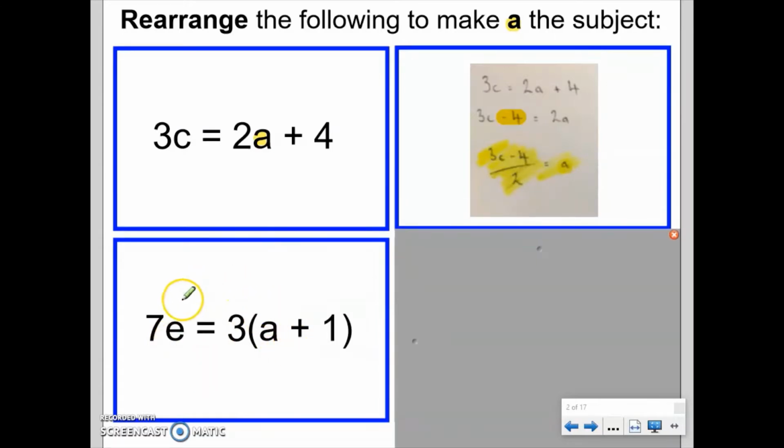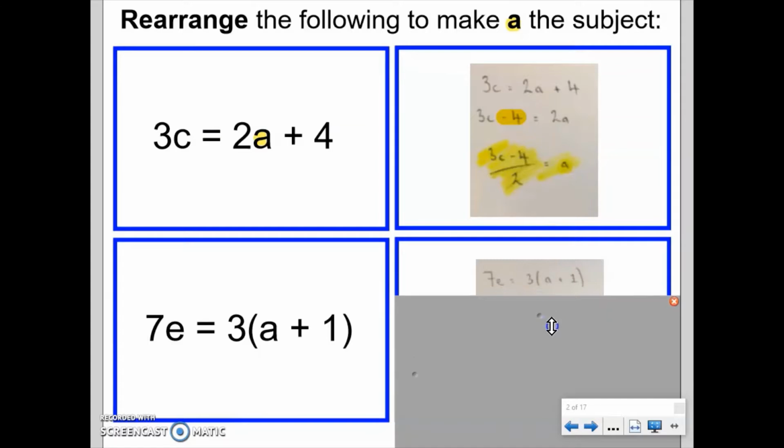Here's a slightly different rearrangement. So this is going to need a little bit more manipulation. I'm trying to make A the subject. First thing I'm going to do is expand the brackets here. 3 multiplied by A is 3A, and 3 multiplied by 1 is 3. So I'm just going to expand those brackets.